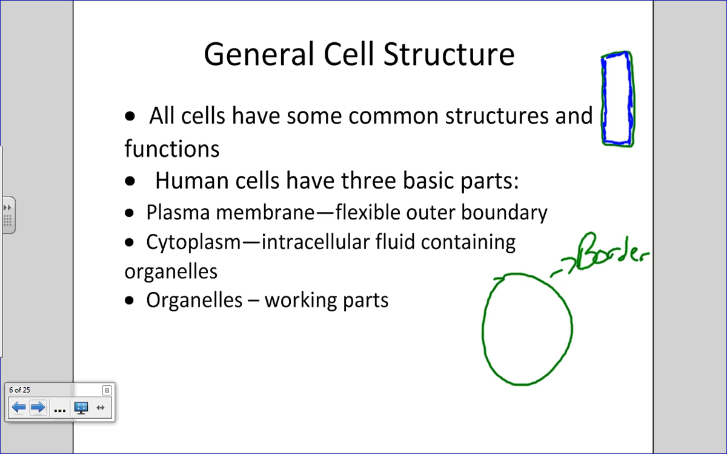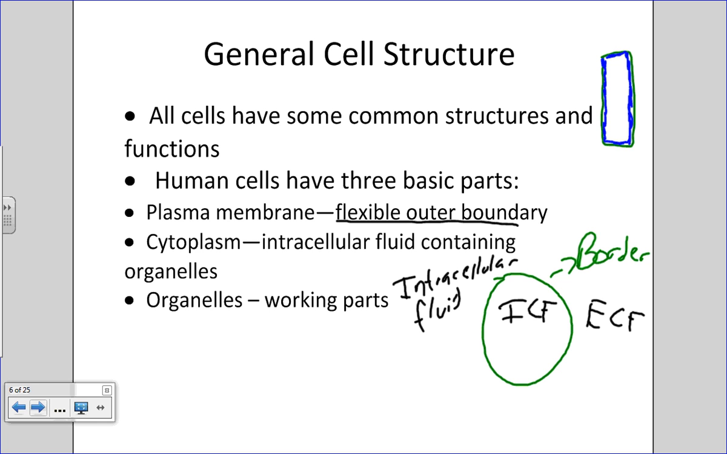The plasma membrane is a very flexible outer border. I'll talk about the composition of the plasma membrane in a little bit and what makes it so flexible. The importance of this is that the plasma membrane controls the interactions of the cell with its environment. You're going to learn in a little while these abbreviations: ICF stands for intracellular fluid, and ECF stands for extracellular fluid. So the plasma membrane controls how the internal environment and the external environment of the cell interact with one another.